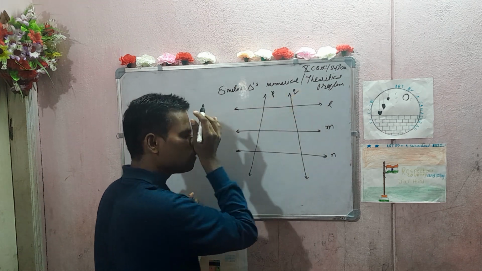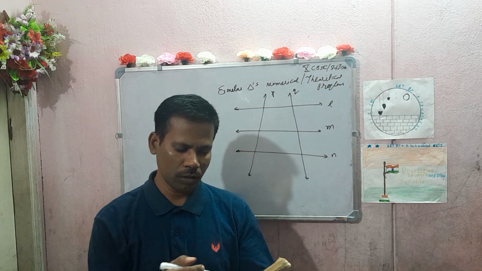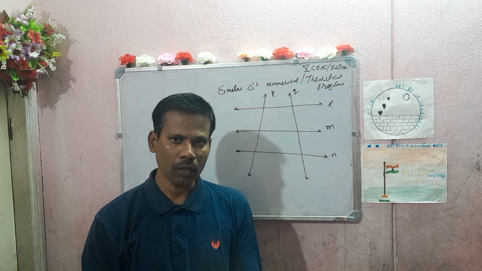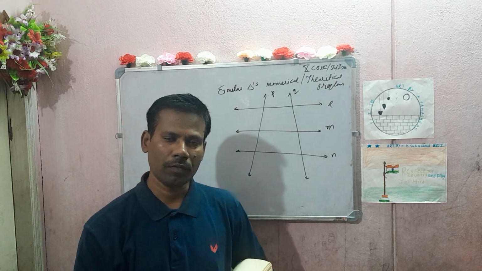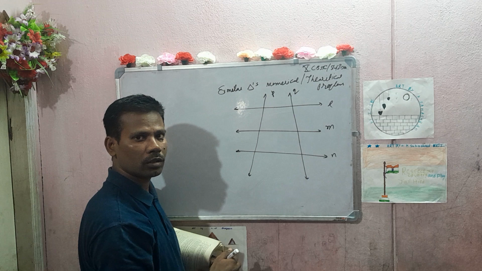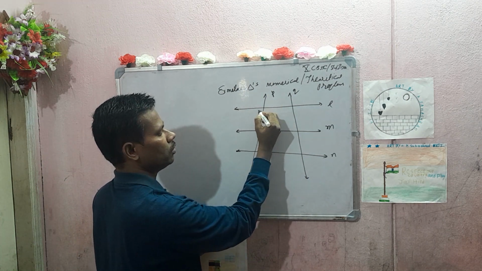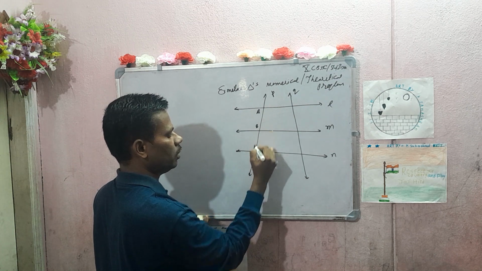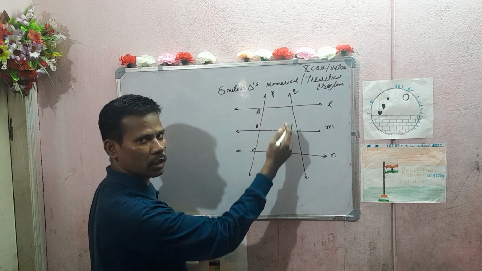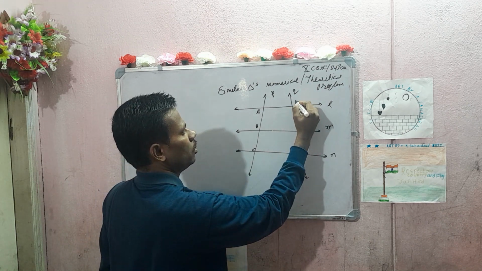P, Q. May I know what you mean by transversal? This is a basic 6th class concept. What is the meaning of transversal? Transversal means a line which intersects two or more lines at different points. A, B, C. They need not be parallel lines. Here, in this case, they are parallel lines.